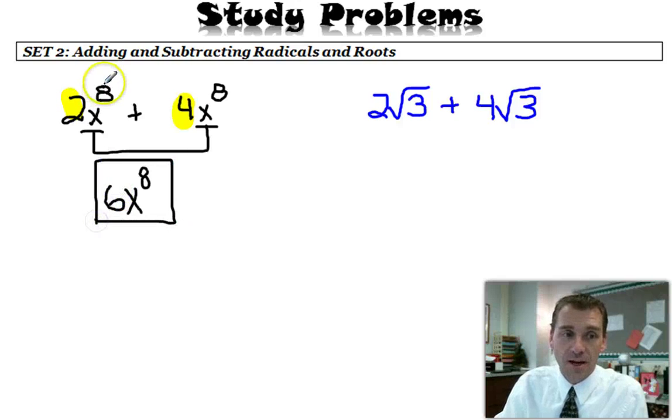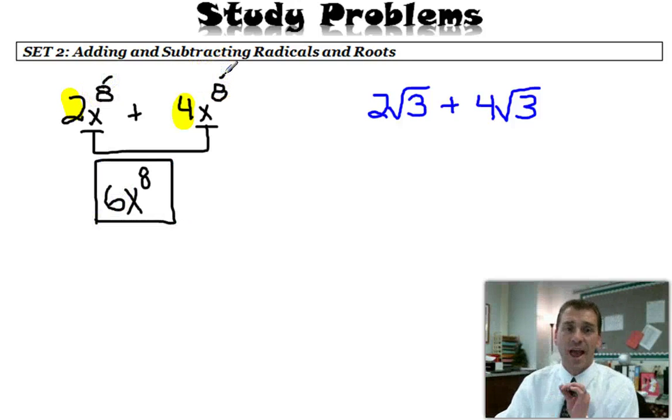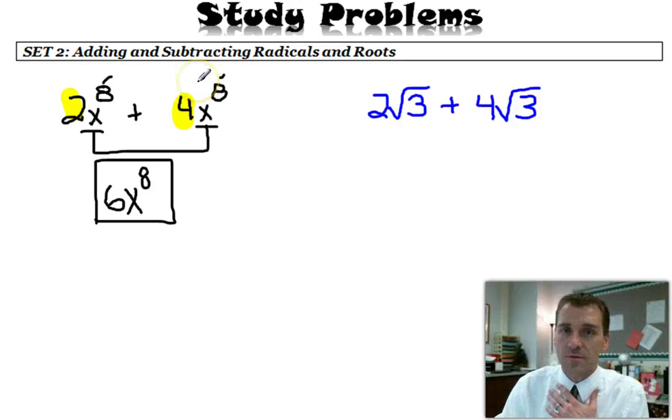You do nothing with the exponents. The 8 and the 8 doesn't change to 16. You don't do anything with it. That's adding like terms. Well, guys, if you remember that rule, it's going to be very simple when you add or subtract radicals, because over here I have 2 root 3. I have 4 root 3. The roots are the same. They come from the same tree, if you will. The roots are the same.